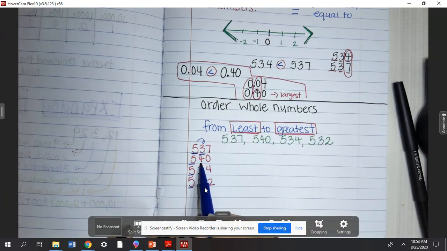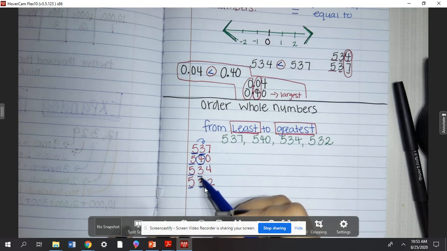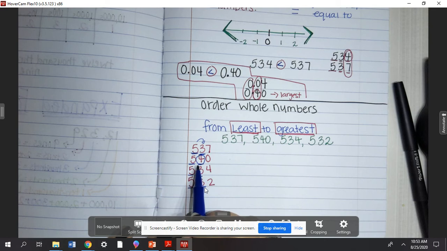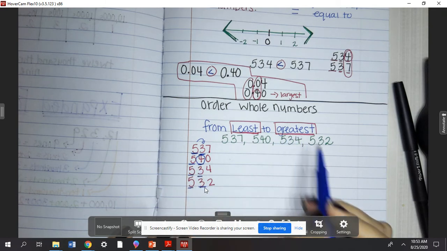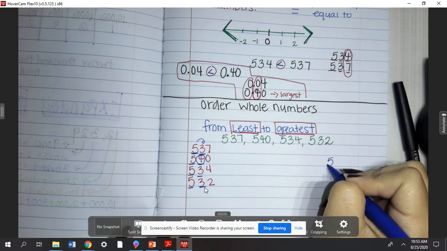I have 3, 4, 3, 3. So when I look at these, I know that the 4 here is going to be the largest, right? It's bigger than these 3. So if I already know that, then I know 540 is going to be the largest or the greatest. So I'm going to write that towards the end.